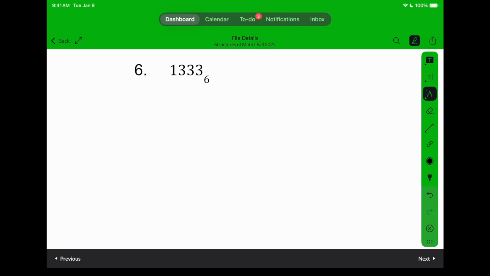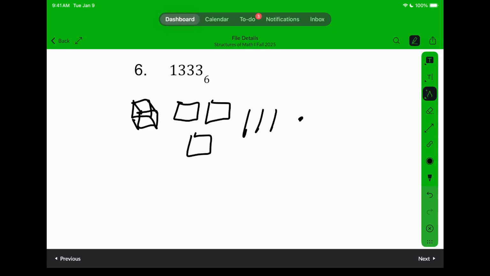6. 1,333 base 6. So that's 1 cube, 3 flats, 3 longs, 3 units. Again, 3 units equals 3. Since it's base 6 now, 6 units make a long. So each long is 6.